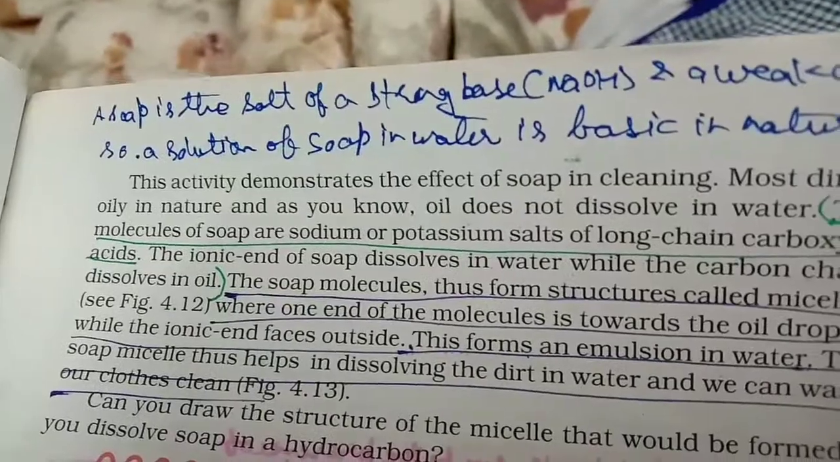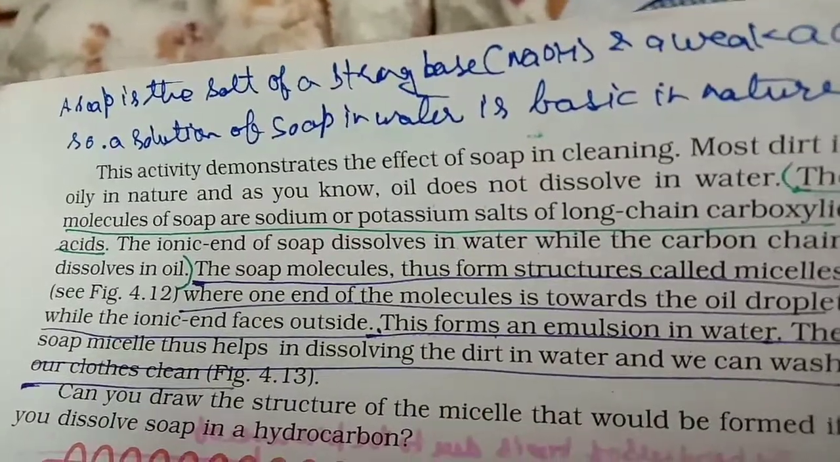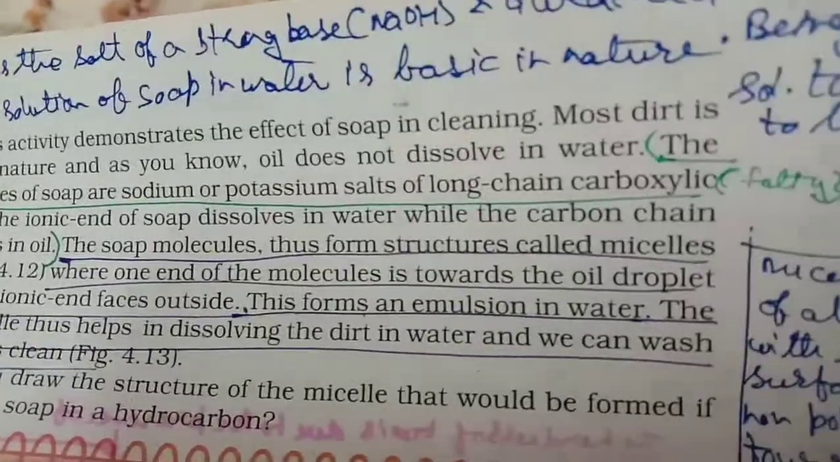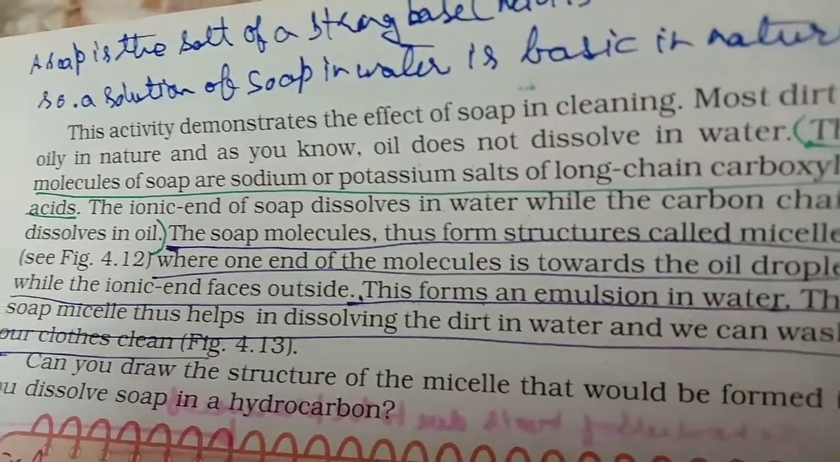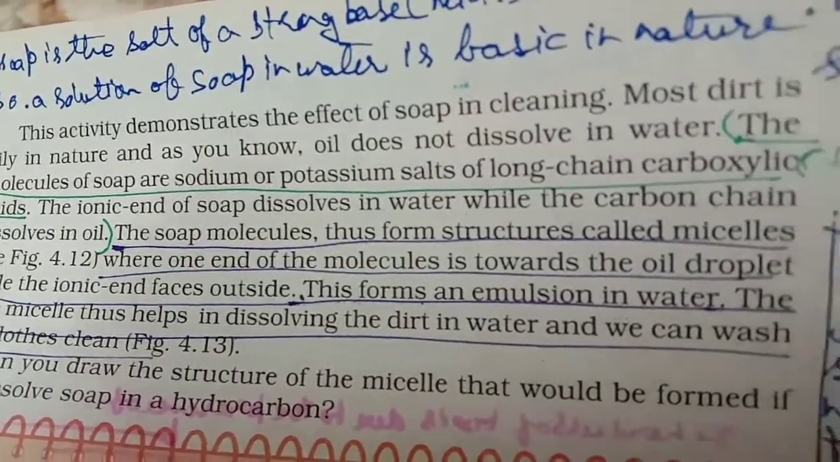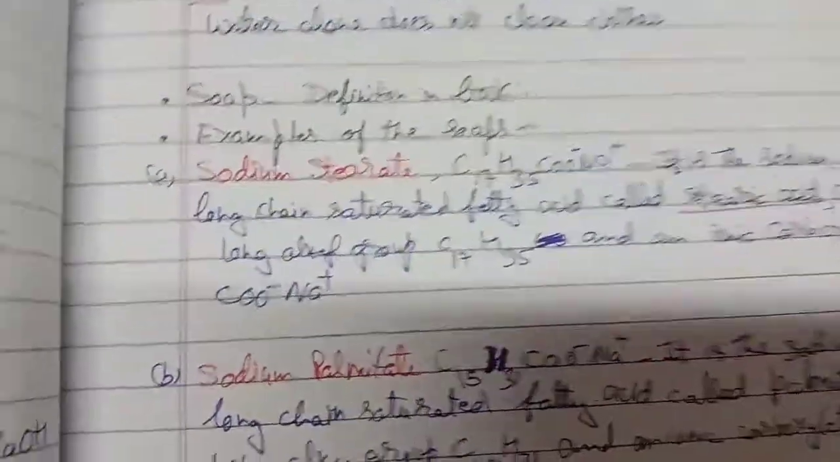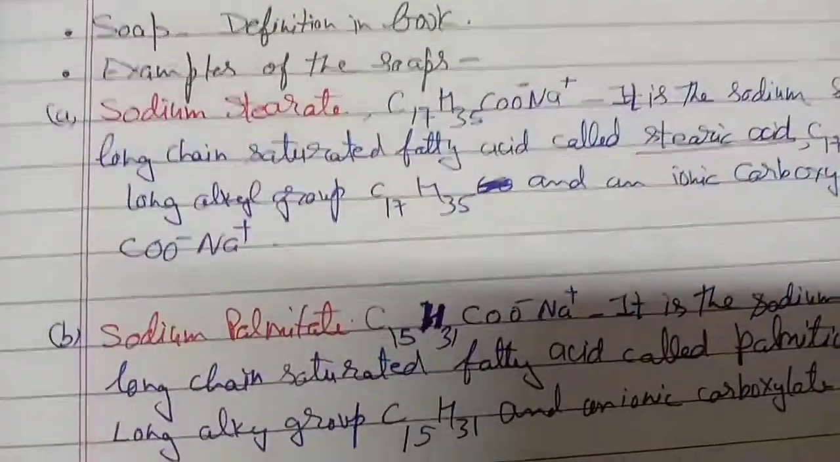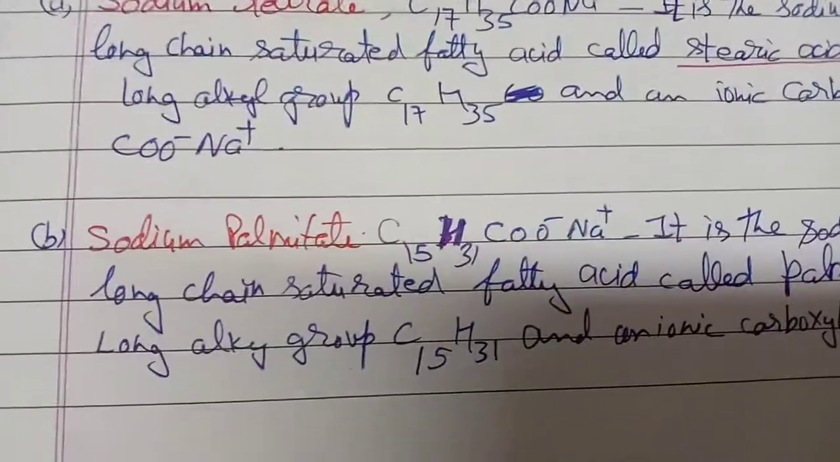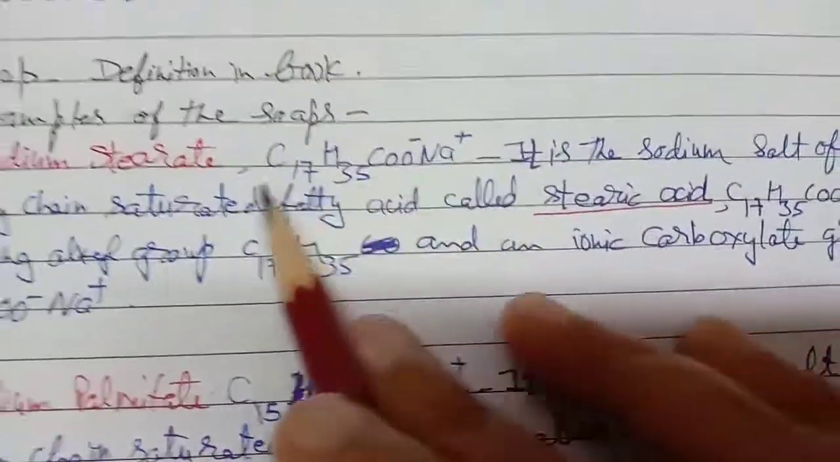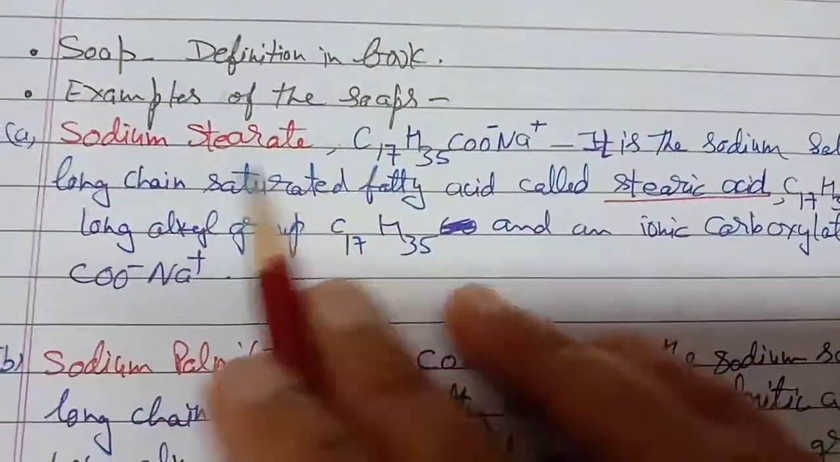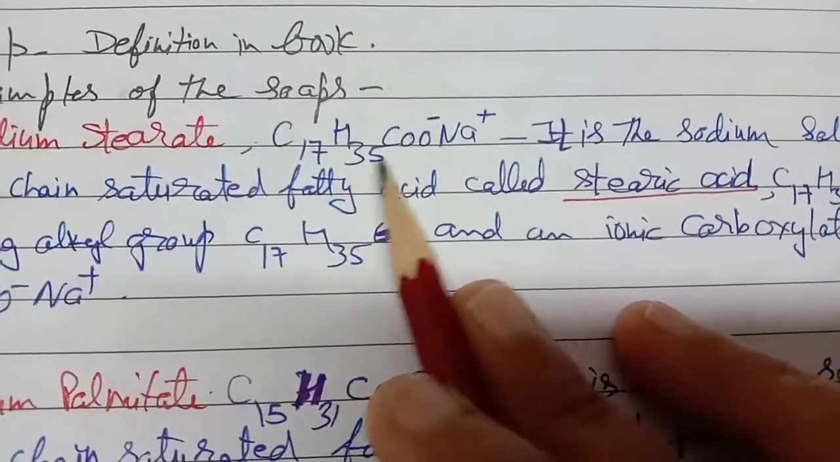Definition of soap, as in the book. The molecules of soap are sodium or potassium salts of long chain carboxylic acids, that is, fatty acids. The ionic end of soap dissolves in water while the carbon chain dissolves in oil. Now, examples of soap. There are two types, though actually three. Sodium stearate and sodium palmitate. Sodium stearate has a long carbon chain. This is the name of the soap.